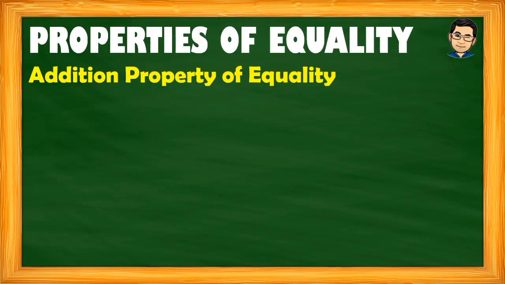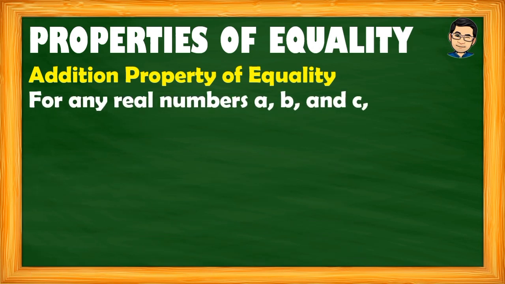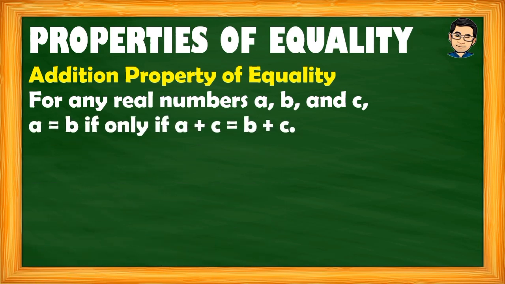So next property of equality is addition property. For any real numbers a, b, and c, a is equal to b if and only if a plus c is equal to b plus c. Okay, so ang ibig sabihin lang po nito, yung a equal siya sa b kapag pareho yung number na in-add natin both sides. Wherein yung ina-add natin dito is c. Ayan, so magiging equal yung a tsaka b kapag parehong numbers yung in-add both sides.